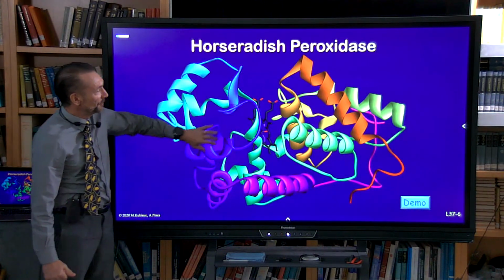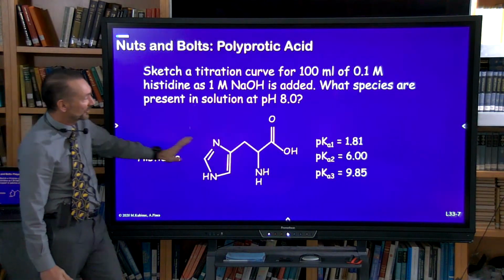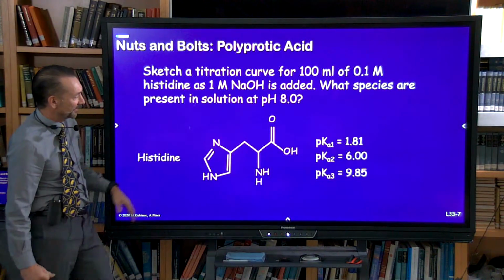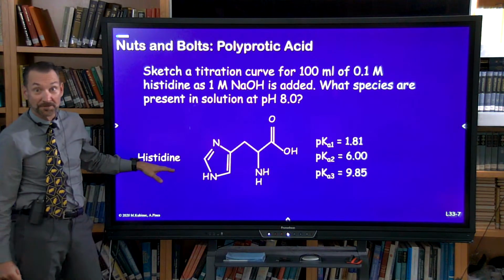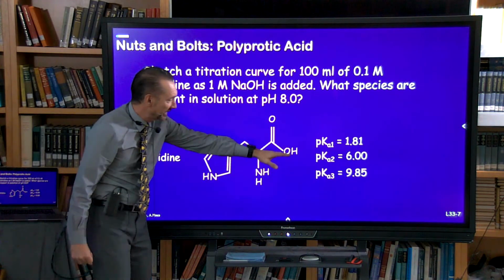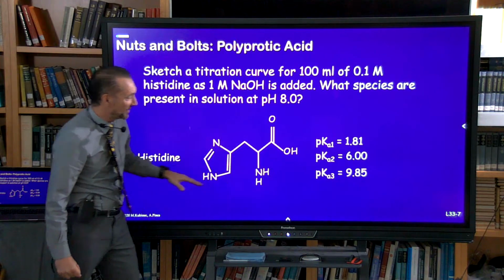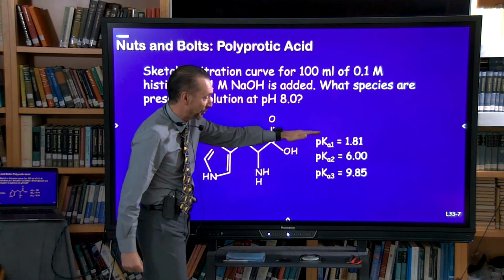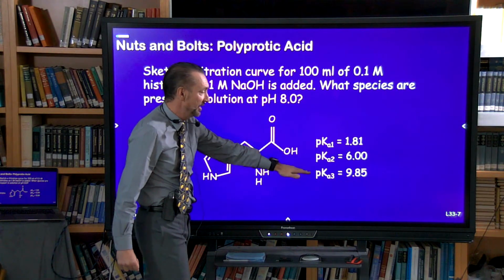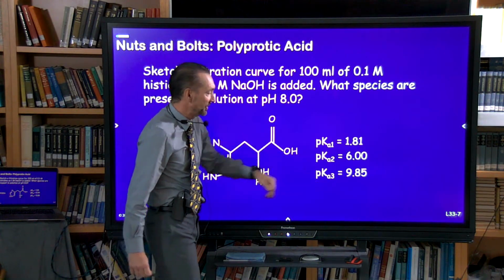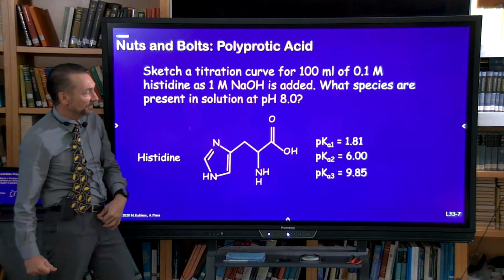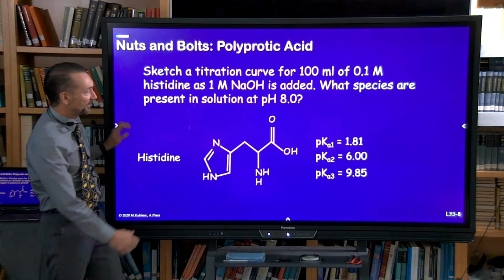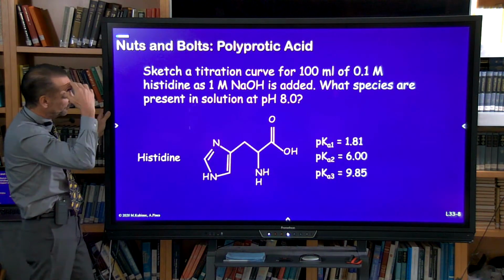So let's continue then. Let's look at one of these polyprotic acids. So this is histidine, another one of your amino acids, and it has many protons on it that are potentially acidic. And in fact, it is a polyprotic acid with these 3 pKs. And you notice the pKa's increase. So let's assign them, and let's do a problem here.